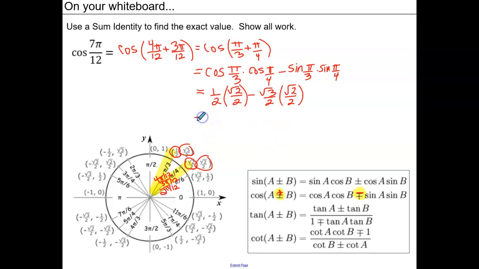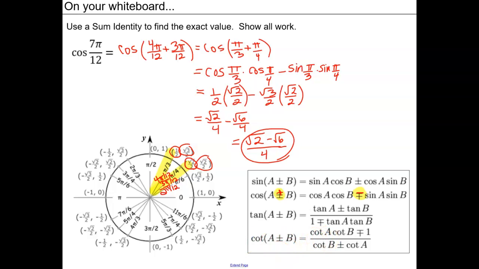Okay, now we can simplify. So 1 times square root of 2 is the square root of 2. 2 times 2 is 4. Then square root of 3 times square root of 2 is the square root of 6. And 2 times 2 is 4. So subtracting these fractions, since we have a common denominator of 4, we subtract the numerator to get square root of 2 minus square root of 6, and then that's all over our common denominator. And our exact value then is the square root of 2 minus the square root of 6, all divided by 4.